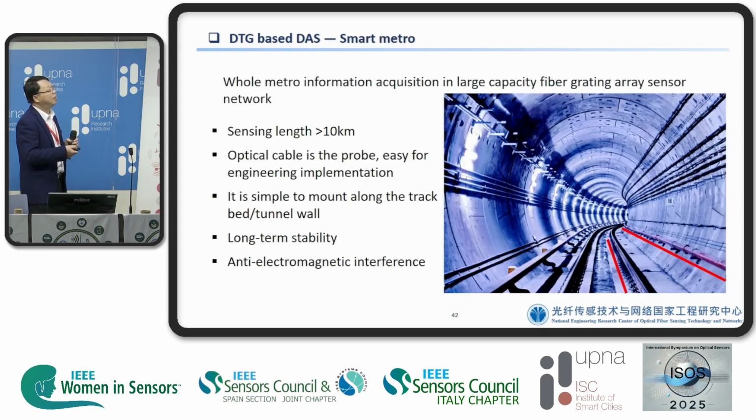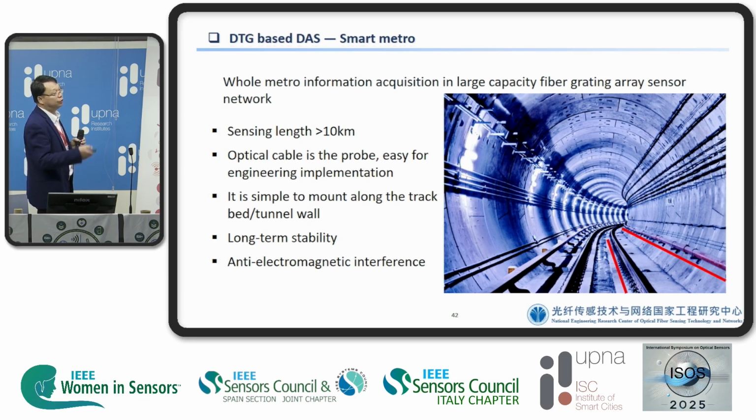Okay, this is one of the demonstrations we did in the subway in Wuhan. This is the tube of the subway, and as you see here, we mounted our FBG arrays on this side and also this side, and then you have the two FBG cables along the subway.